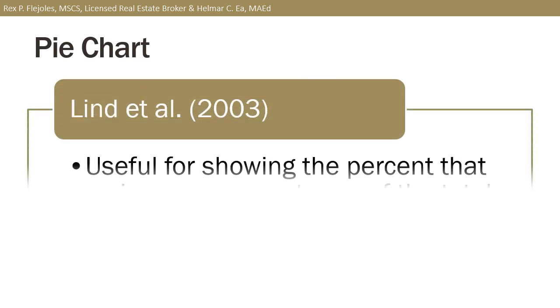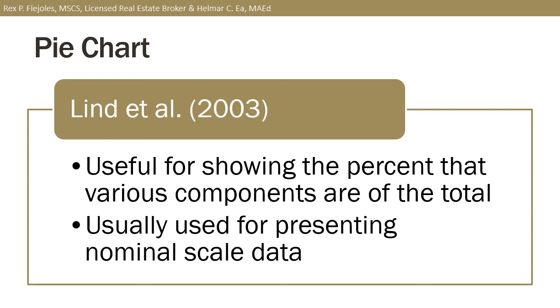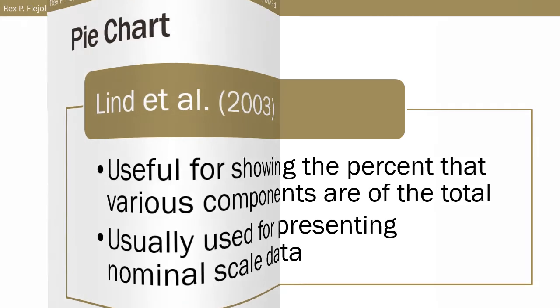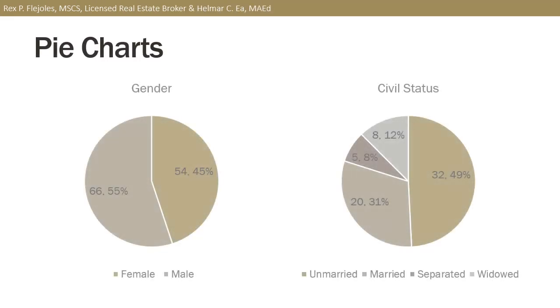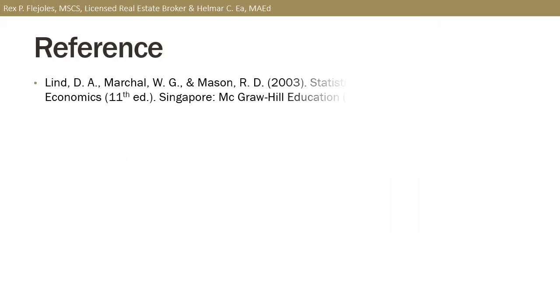The last one in this lesson is the pie chart. It is useful for showing the percent that various components are of the total. Usually, it is used for presenting nominal scale data. On the one hand, it shows the breakdown between female and male. On the other hand, it depicts the breakdown in terms of civil status. This marks the end of our lesson on tabular and graphical presentations.